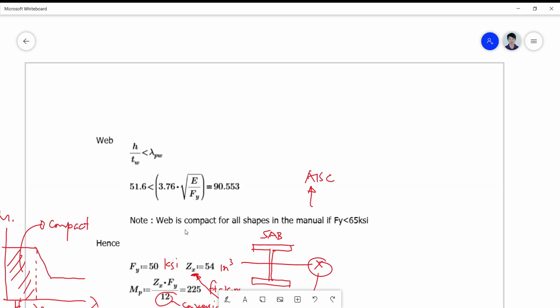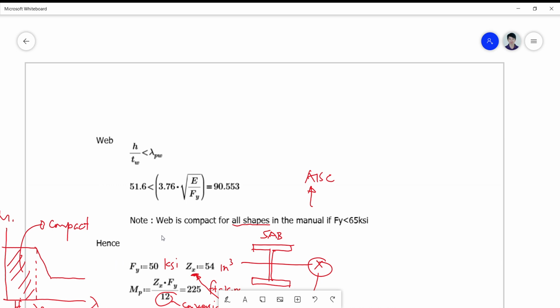The AISC gives us values for compactness on the web for all shapes on which your Fy is less than 65 ksi. So lahat ng shapes daw ginawa ng AISC to be compact, no, as far as the web is concerned. So if you are using an Indian table, an Indian code, or a Canadian code, a different code, this will not be the case, no? This is only true for the AISC code.